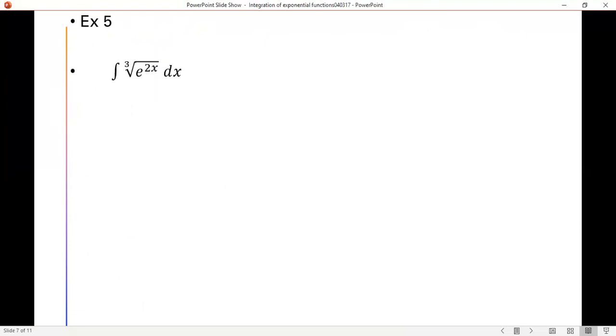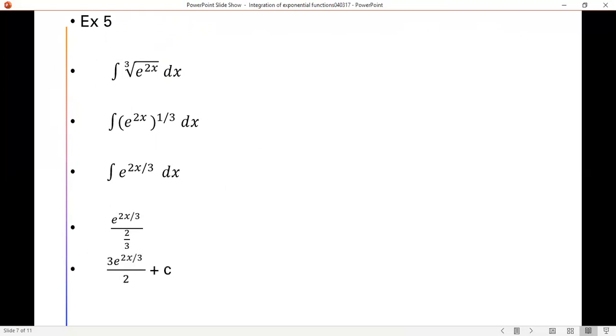Example 5. Here we have to find the integral of the cube root of e to the power of 2x. We can write it in the form e to the power of 2x, to the power of 1/3. So we have the integral of e to the power of 2x upon 3. The coefficient of x is 2/3, so you have to divide by 2/3. 1 divided by 2/3 is 3, so we get 3e to the power of 2x upon 3, divided by 2, plus c.